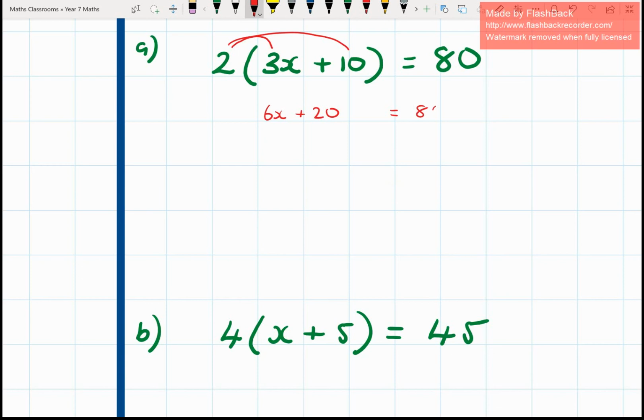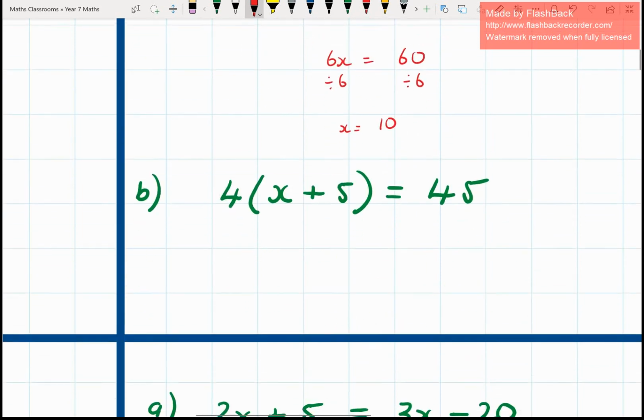All right, so we're going quite well. We're going to subtract 20 away from both sides, and I'm left with 6x equals 60. Divide both sides by 6, and I end up with x equaling 10.